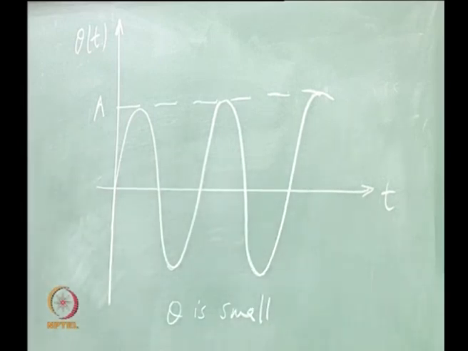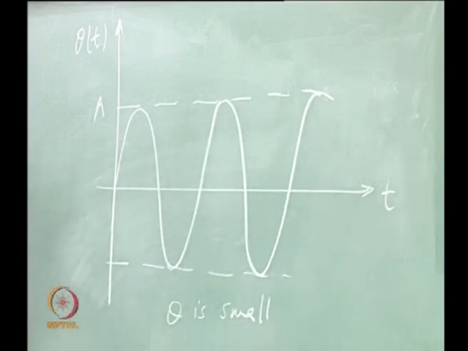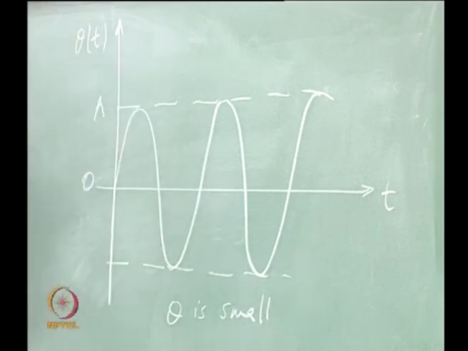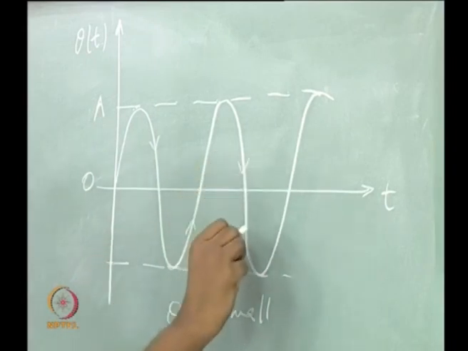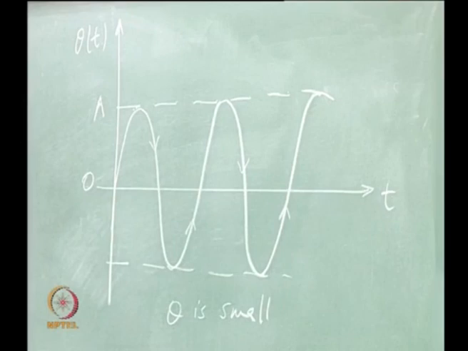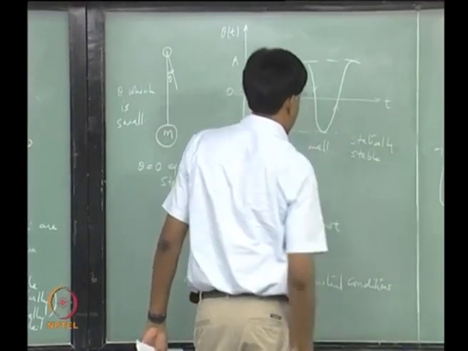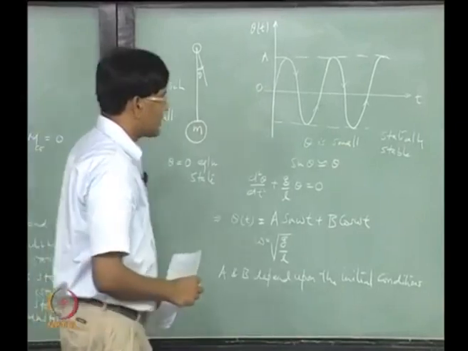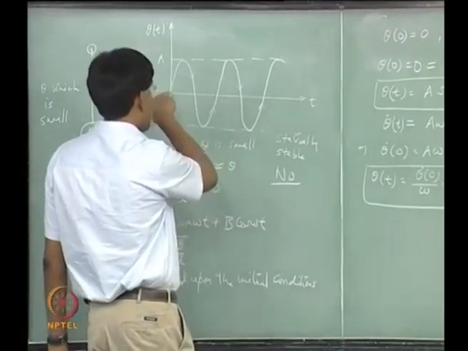Now, the question is how do we infer about the stability from here? Clearly, this mass m is statically stable about this equilibrium position, which is theta equal to 0, right? Statically stable because it has a tendency to come back to this equilibrium state. So, it is statically stable. Is it dynamically stable, this equilibrium condition? No. Okay.